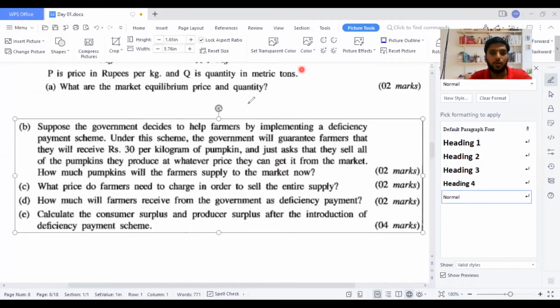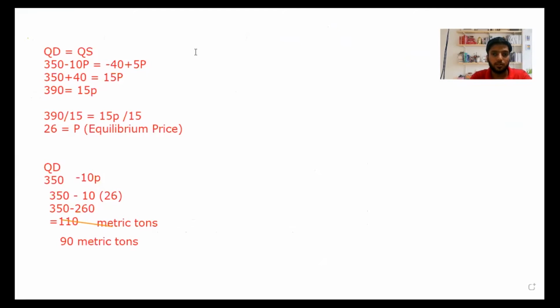I'm going to write the same formula. Now the second one, I'm going to do it as B. Now I'm going to take the supply formula because I'm going to supply it to the market. So I need to know how much I can supply. The supply formula was minus 40 plus 5P. So I can take minus 40. Now the product price they are giving is going to be 5 into 30, right guys? This is the guaranteed price the government has informed us that they're going to give. So 5 into 30 will give me 150, minus 40 will give me an answer of 110 metric tons.